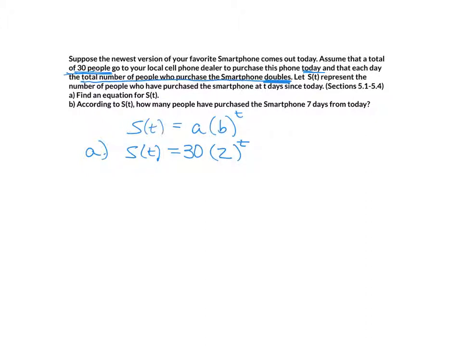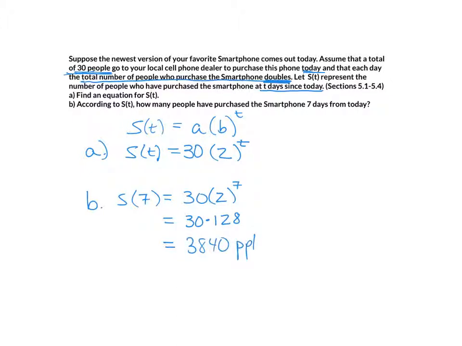For part B, it says, according to S of T, how many people have purchased the smartphone 7 days from today? Notice t represents the days since today. So for part B, we want to calculate S of 7. If we plug in 7, we get 30 times 2 raised to the 7th. From here, we want to use order of operations in order to simplify this. I'm going to start with my exponents. 2 to the 7th is 128. And if we multiply 30 times 128, we get 3840 people have purchased the smartphone. And we're done.